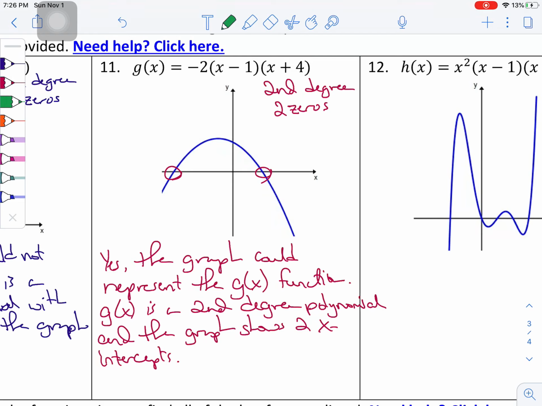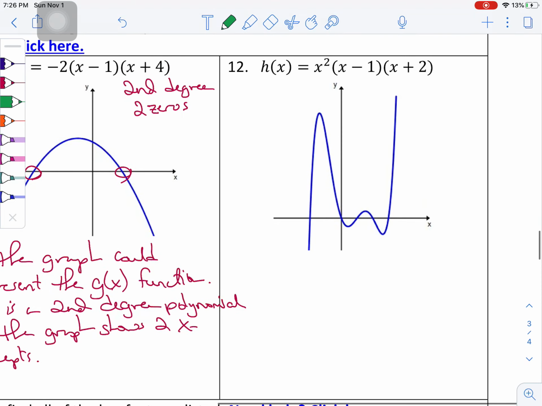What we're talking about there is what degree you have has to match the number of zeros you have, all right? So let's take a look at problem number 12 here. So I have x to the second times x times another x. So that would be a total of a fourth degree polynomial, all right, which means I should have 4 zeros. So let's take a look at our graph. We've got 1, 2, 3, 4. We've got a problem here because this graph clearly crosses the x-axis more than 4 times. So the answer is no.